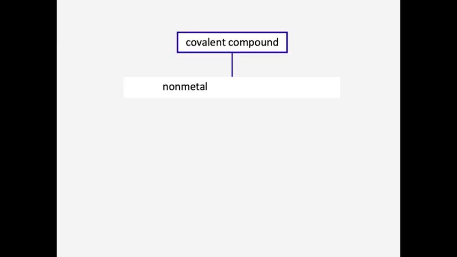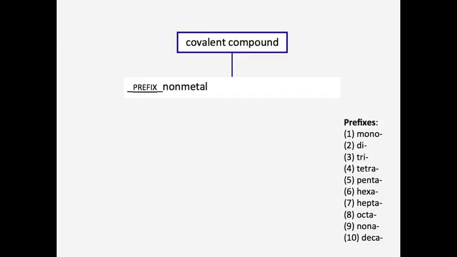Begin by naming the first nonmetal. Depending on how many atoms of this nonmetal are present, you might have to add a numerical prefix to it. I've provided the prefixes here. If there were a single atom of the first nonmetal, you'd be inclined to attach the prefix mono to it. Don't. This is an exception.